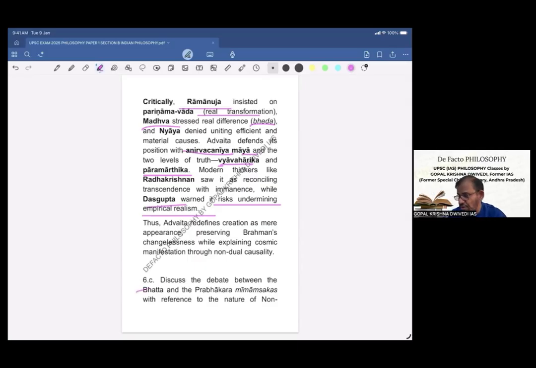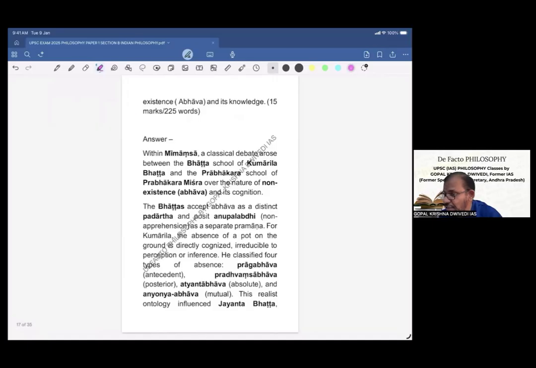I will go to the sixth question. This is again a 15 marks question, 225 words. We will try to explain. Discuss the debate between Bhatta and Prabhakara Mimamsakas with reference to the nature of non-existence, that is abhava, and its knowledge. So, nature of abhava and knowledge of abhava.